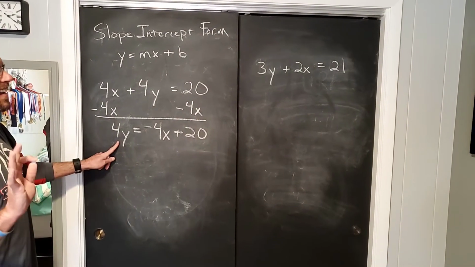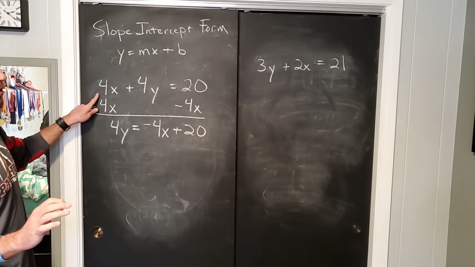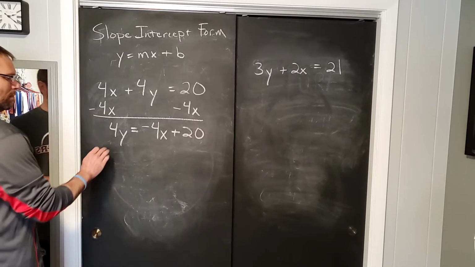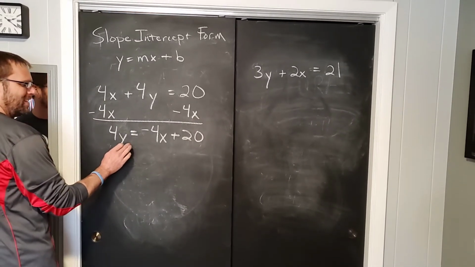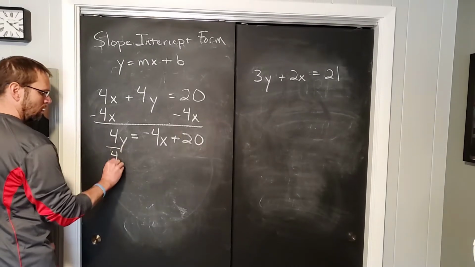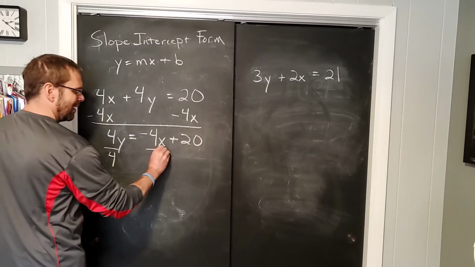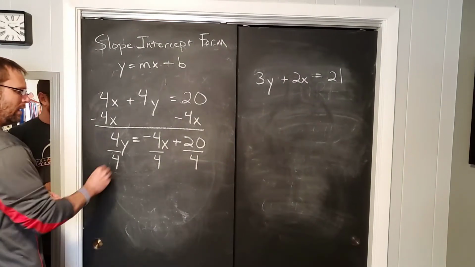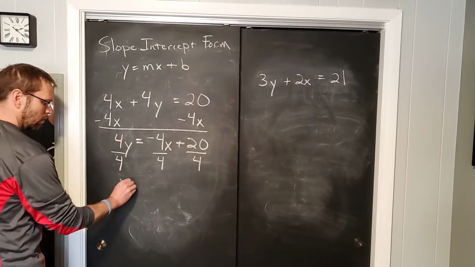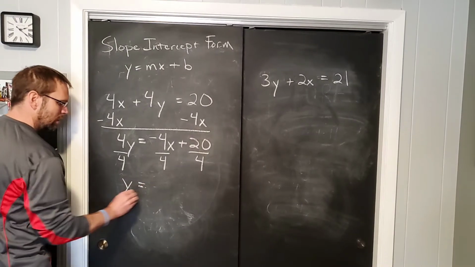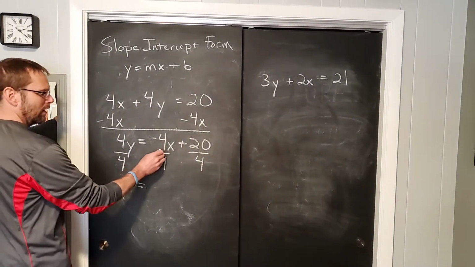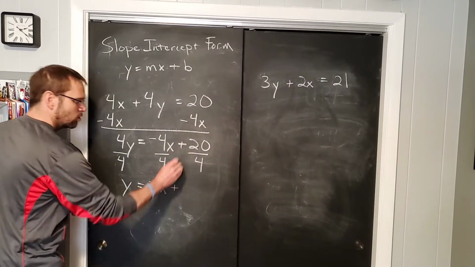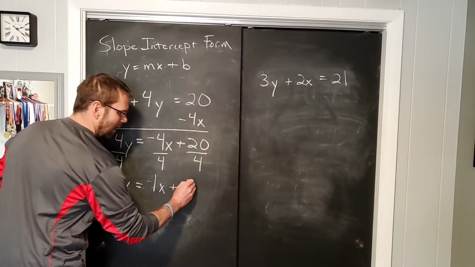Now I'm going to get rid of this 4. We did one at the end yesterday that had a negative 1 up here, or a 1, I can't remember which one. But we got rid of this by dividing. I'm going to do the same thing to get rid of just the 4 and leave the y. We're going to divide by 4, but I need to divide everything by 4. So what I end up with right here is just 1y, or y, equals negative 4 divided by positive 4 is negative 1x, plus 20 divided by 4 works out and I get 5.